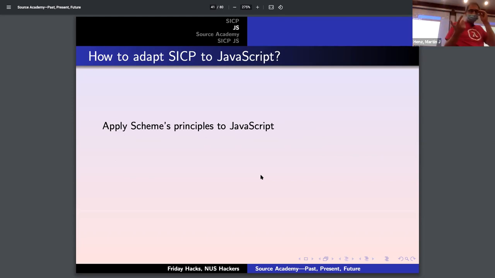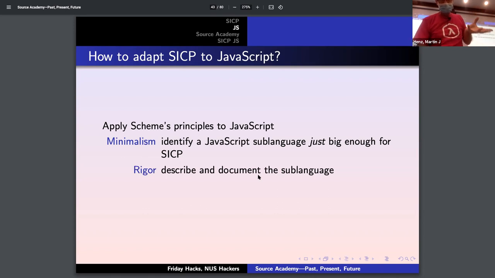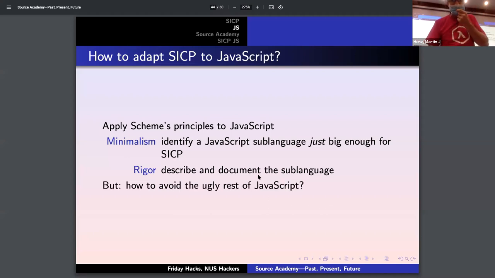And what we did is we applied the principles that underlie Scheme to JavaScript. The underlying principles are minimalism. So we needed to strip down JavaScript to the bare minimal so that we could use it in a freshman course. You don't want to throw an 800-page specification or description at freshmen who need to wrap their minds around the most fundamental concepts. So we stripped down the language to a language that's just small enough, that is basically just Scheme in JavaScript syntax. And we went on to describe a series of sub-languages of JavaScript to make this possible.